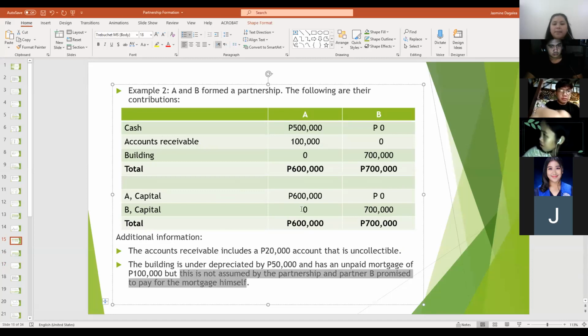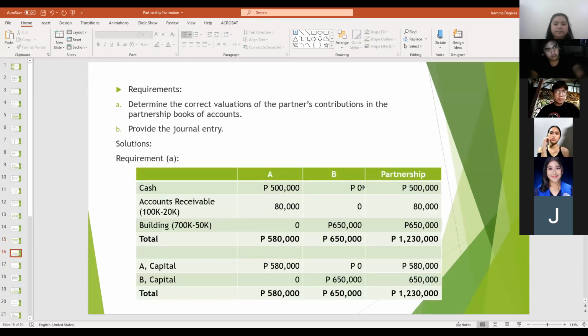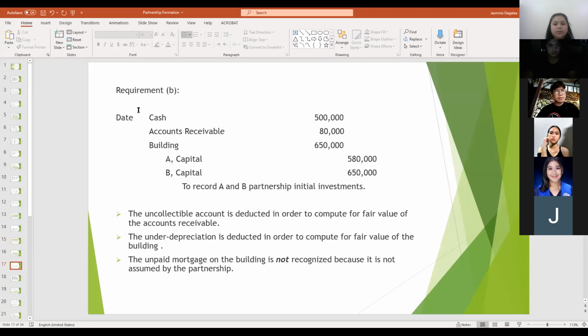So, yung total amount na i-record nyo sa partnership books for the building is 650. Hindi nyo dineduct yung mortgage kasi hindi siya in-assume ng partnership. So, magiging 650 pa rin yung fair value niya kasi babayaran naman ni partner B yung mortgage. Yan. So, ganito yung journal entry, to record A and B partnership initial investments.